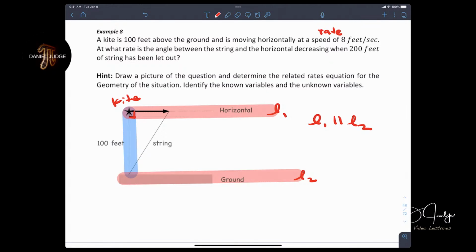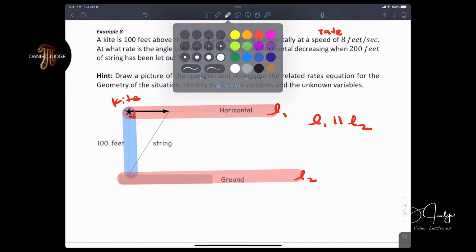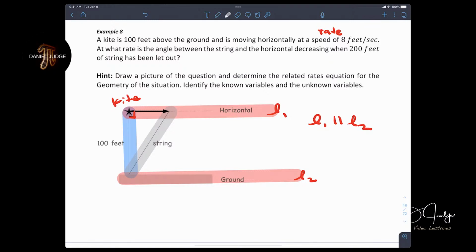That represents 100 feet. At what rate is the angle between the string, so I guess we'll say this is the string here. Okay, this is the kite. And the person down over here, there's a string flying the kite. You're generally thinking that person's on the ground, I guess, right? At what rate is the angle between the string and the horizontal, ladies and gentlemen, that's right in here. That's an angle. At what rate is the angle between the string and the horizontal decreasing when 200 feet of string has been let out.